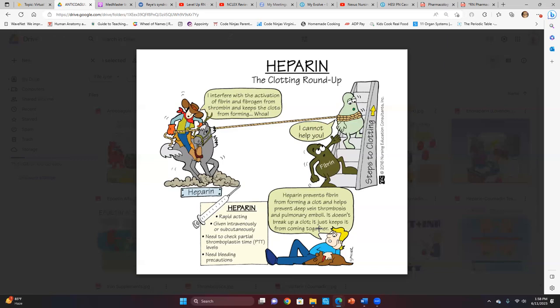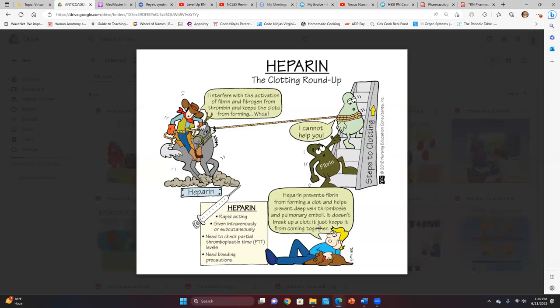And so it's used for patients that we are afraid that they may have clots. So this could be in a patient that is a post-surgical patient. It could be used in a patient that is post-stroke, CVA. But right now we're talking about heparin. The onset of heparin is less than 1 hour. And this is a short-term medication that can be delivered either IV, intravenously, or subcutaneously.